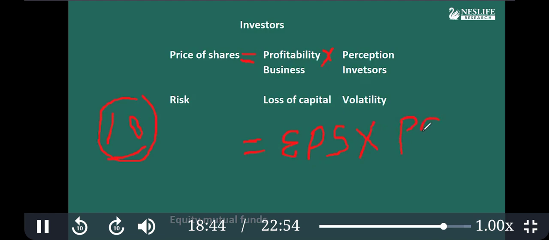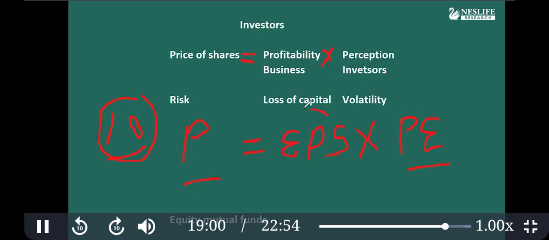Now this is a retrospective calculation. You may say, how can PE ratio be calculated without price? No, that is not calculated. This is just a calculation based on the price. So price is equal to earning per share multiplied by PE. PE means this P again.